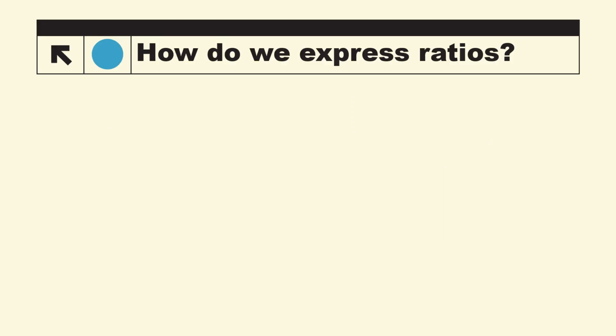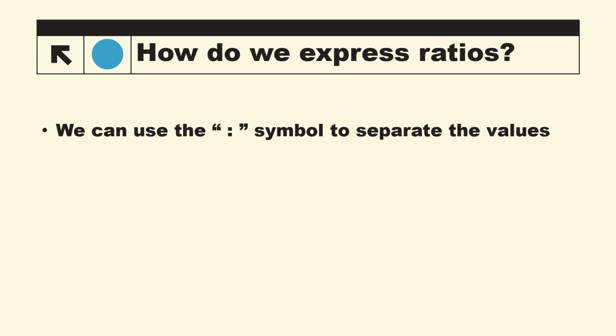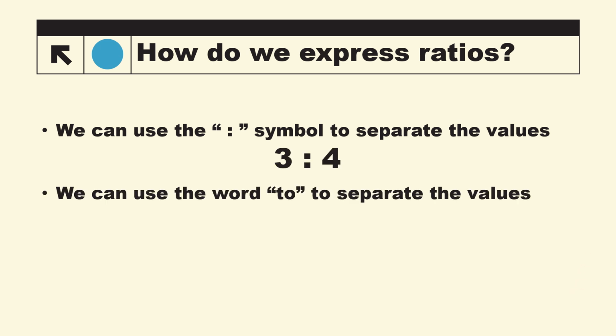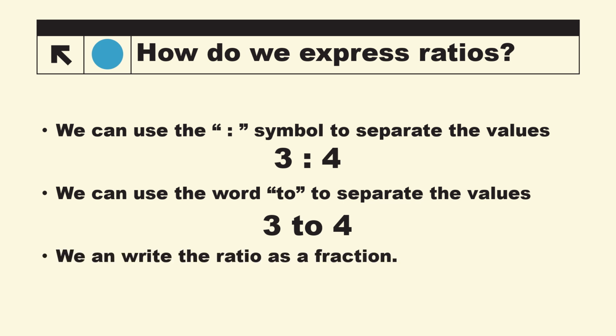There are 3 different ways that we can express ratios. We can use the colon symbol to separate the values like you just saw, so like 3:4. We can also use the word "to" to separate the values. So we could say 3 to 4, 3 apples to 4 oranges. And lastly, we can write the ratio as a fraction. So 3 divided by 4.